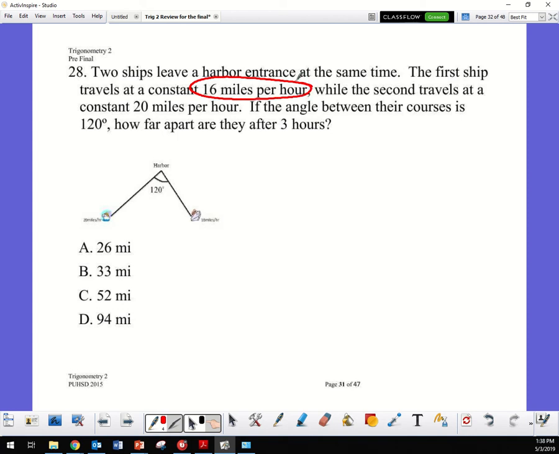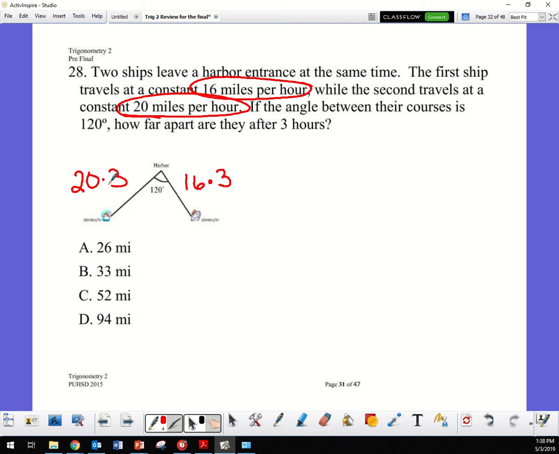16 miles per hour. So this one over here is going to be 16 times how many hours? 3. Very good. The other one over here is going to be 20 miles per hour. So it's 20 times how many hours? 3. Very good.